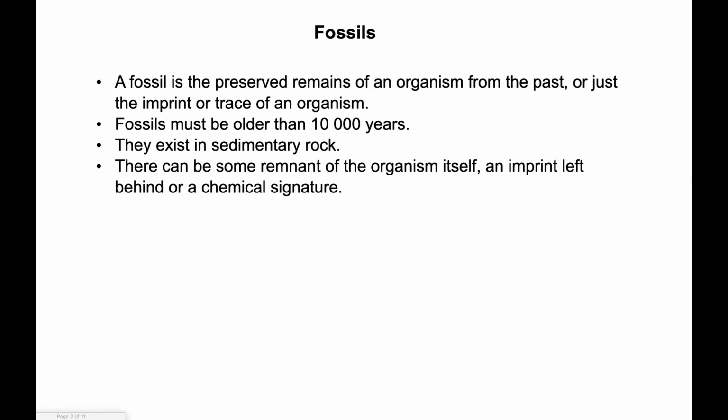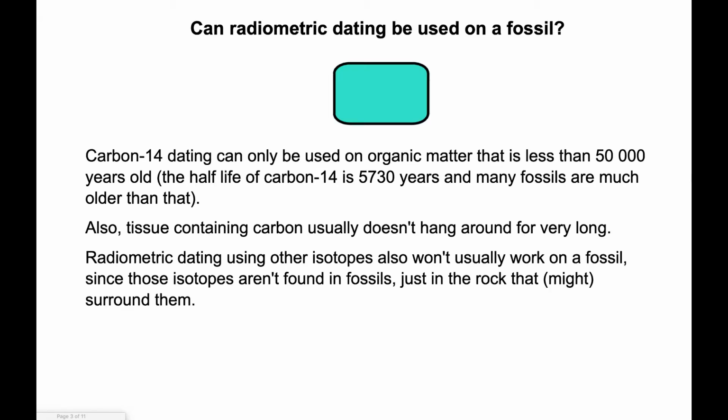Fossils can only exist in sedimentary rock. If you think about fossils existing in igneous rock, well, that's not possible because igneous rock is just cooled magma. And it also couldn't exist in metamorphic rock because the temperature and the forces would completely destroy the organism. There can be some remnant of the organism itself, like an imprint, maybe a fossilized piece of excrement, or even just a chemical signature that is called a trace fossil, and that can also be considered a fossil.